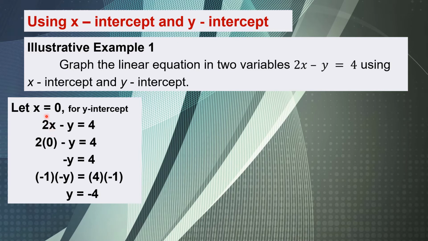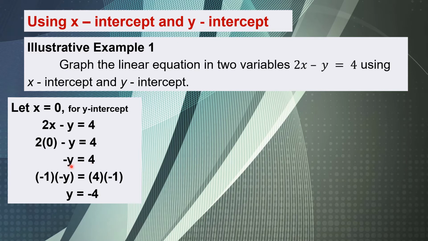So, substitute now the value of x, which is 0, sa ating given equation. So, 2x here means 2 times x. So, yung x ngayon ay papalitan natin ng 0. So, we have now 2 times 0. Then, kopyahin lamang ang minus y equals 4. Then, simplifying, 2 times 0 is 0. So, ang natira na lamang dito sa ating left side ay negative y. And then, copy equals 4.